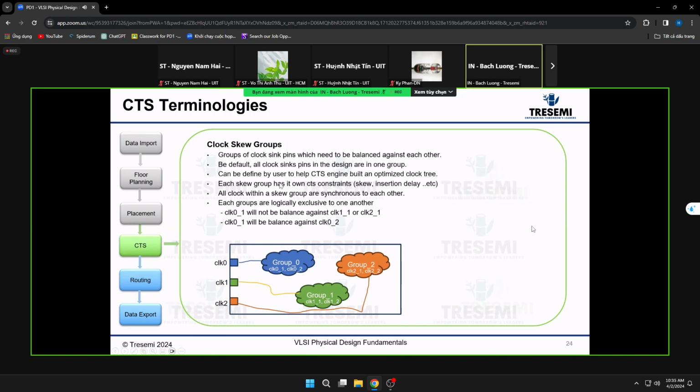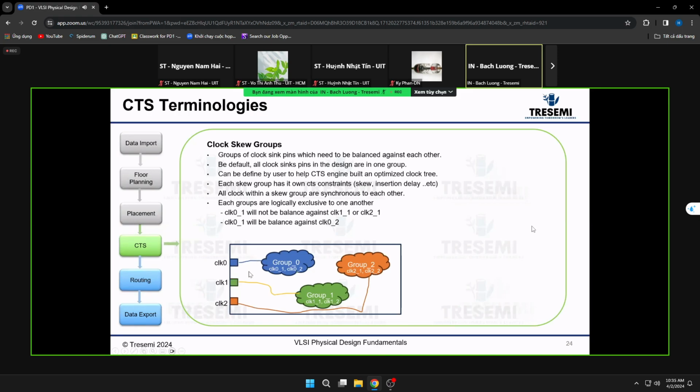So that's why understanding the clock structure of your design will help you group these, and will help the CTS tool to better balance your clock tree, and therefore achieve better clock skew. By default, the tool will just put everything in one group, group 0. So by understanding the clock structures of your design, you can define different groups. For example here, group 0, 1, and 2, right?